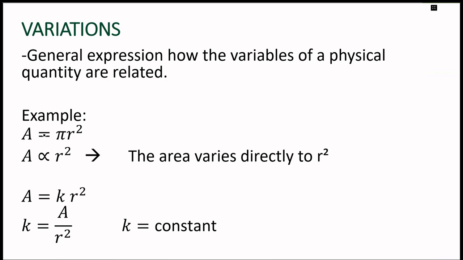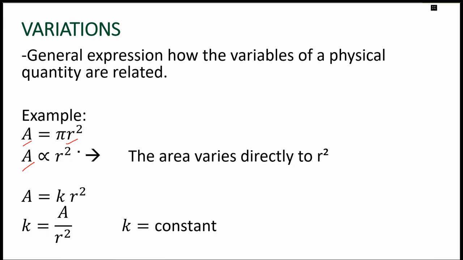Let's define it. It is a general expression of how the variables of a physical quantity are related. There are many definitions of variation. An example is if we do not know the relationship between area and the radius, we just say the area is directly proportional to the square of the radius.